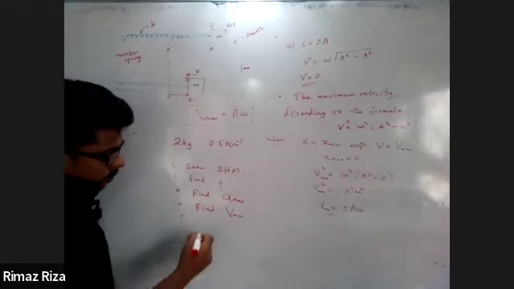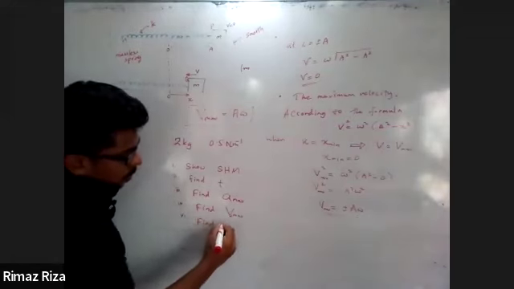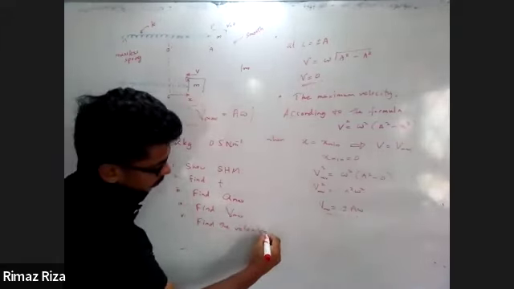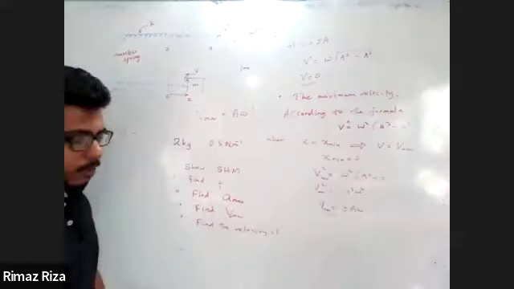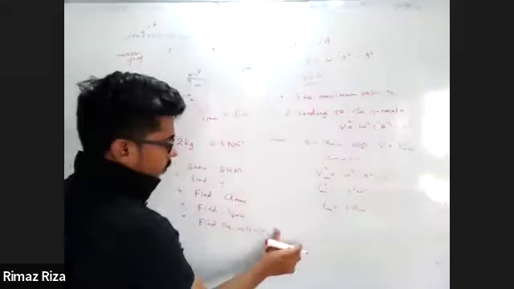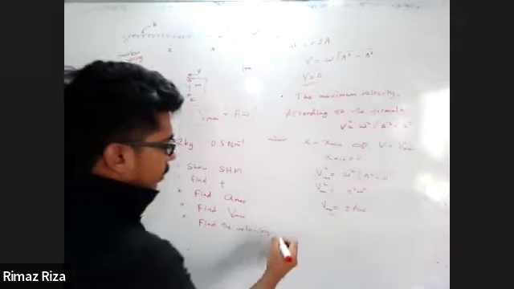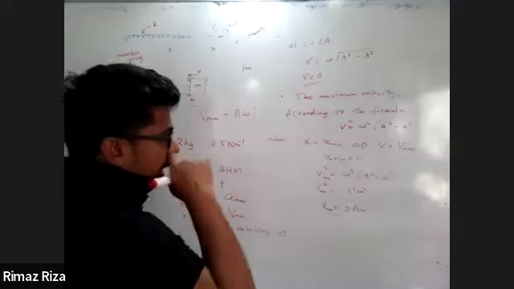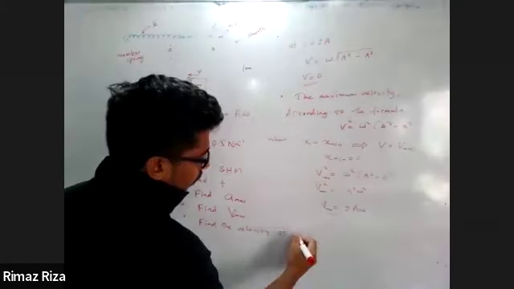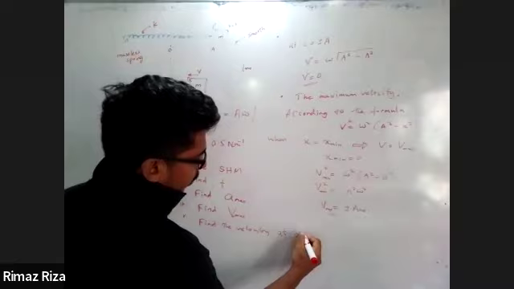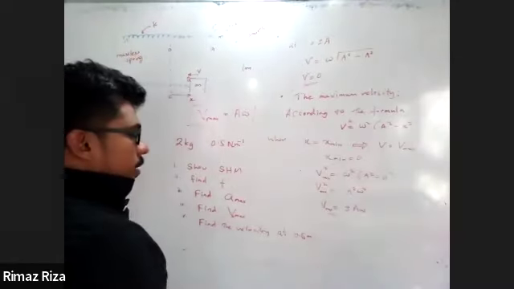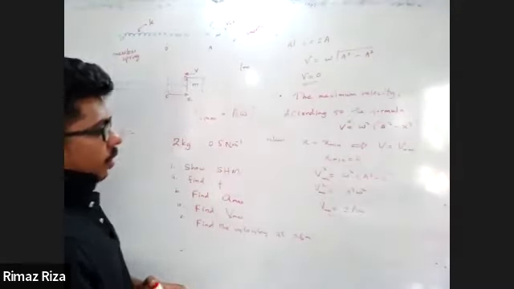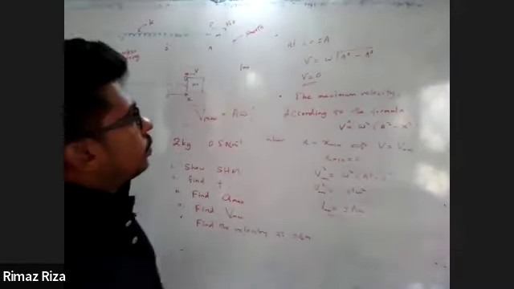Roman number 5. Find the velocity of the particle at a displacement of 0.5 meters. Okay, you can start now.